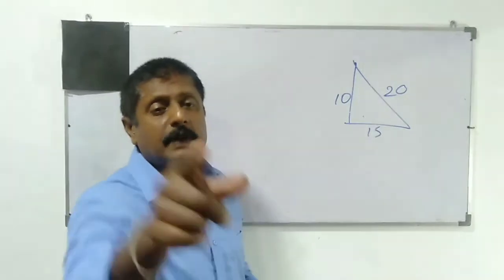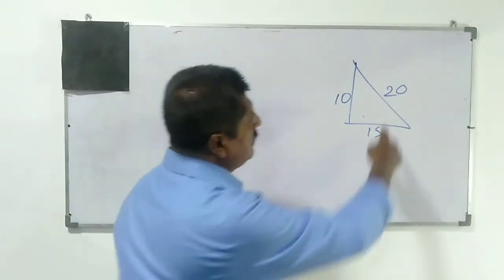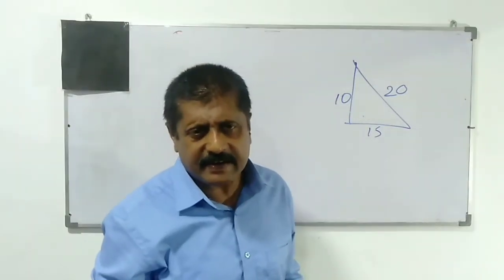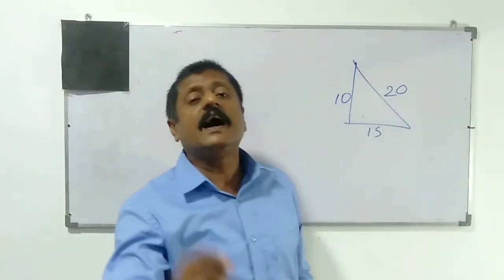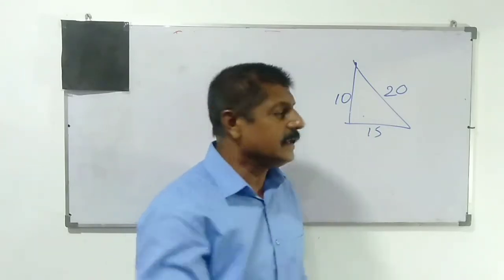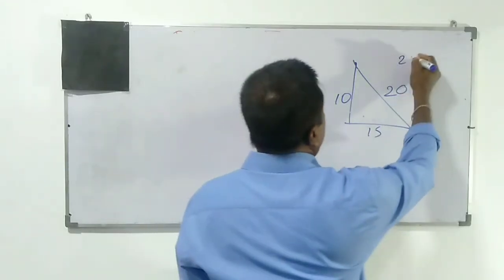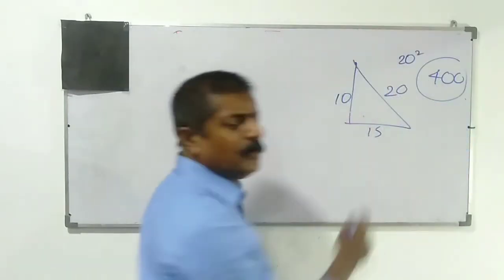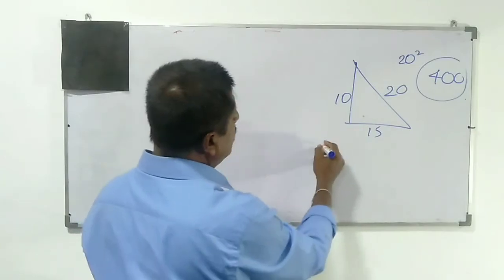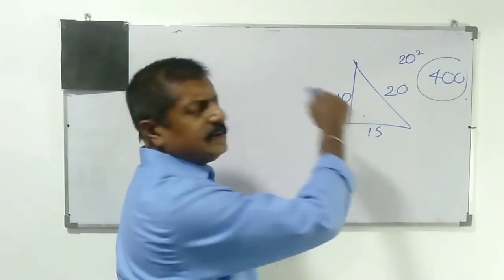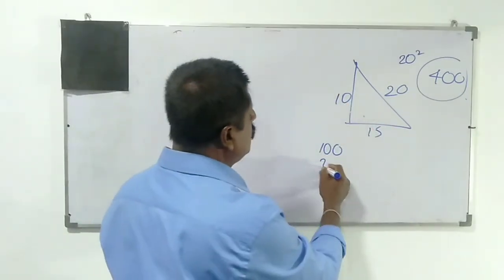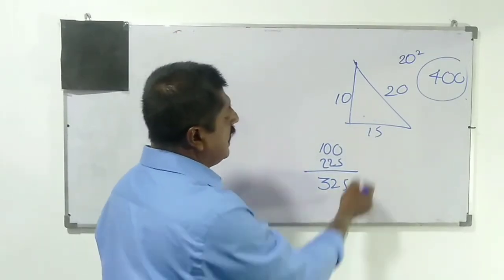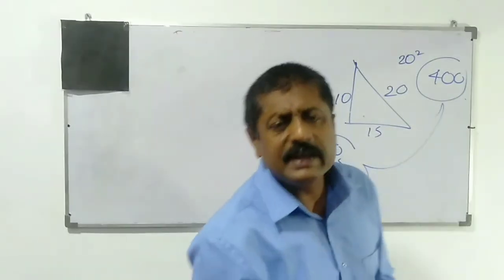You apply the Pythagoras relation. Now this is the longest side. If this is a right angle triangle, this must be the hypotenuse because it is the longest side. Now you check 20 squared. That is 400. How much is 10 squared? That is 100. How much is 15 squared? That is 225. What is the sum? 325. Are they equal? No, they are not equal.